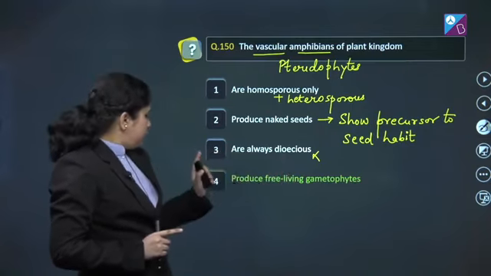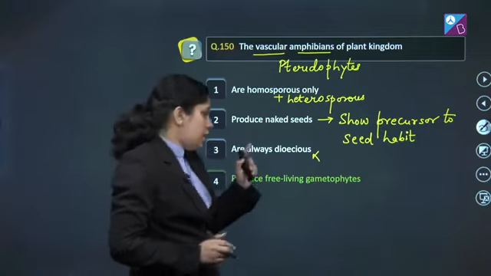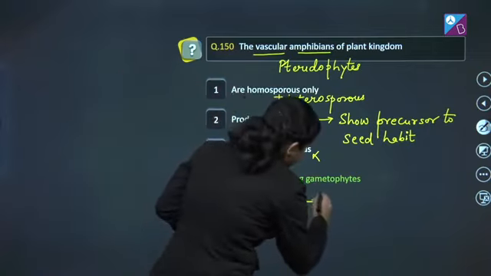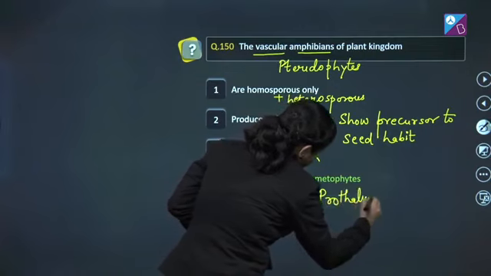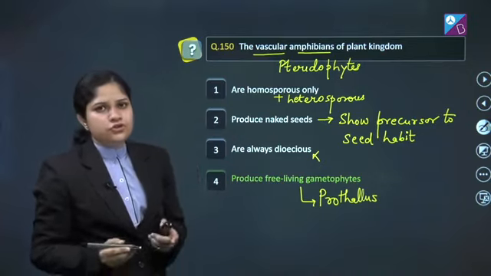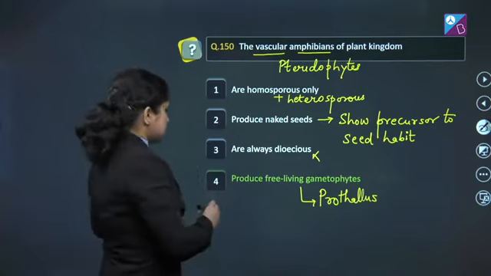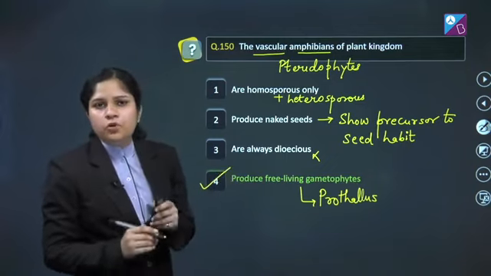So, fourth option, produce free living gametophytes. Here it is talking about prothallus, which is an independently growing filamentous green structure. So the correct answer of this question is option number 4.